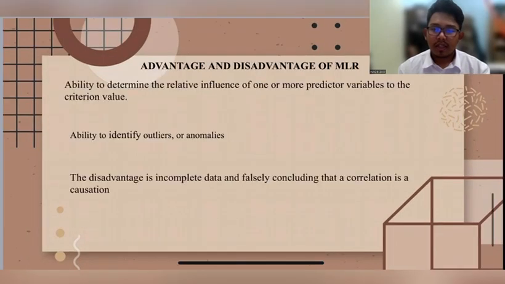Now we move on to the advantage and disadvantage of MLR. The advantage is the ability to determine the relative influence of one or more predictor variables. The disadvantage is incomplete data or falsely concluding that a correlation is a causation.